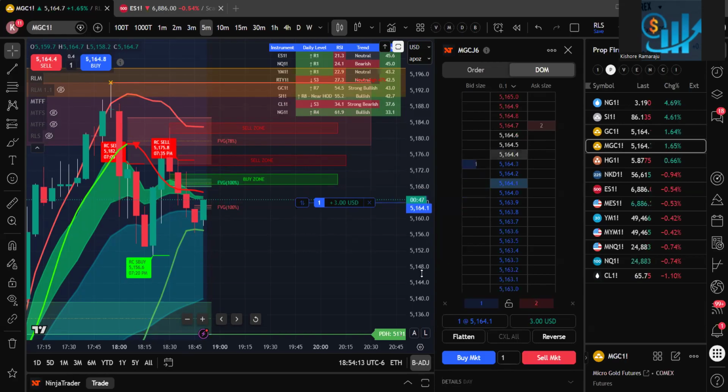So if you are using 50K prop accounts, the best thing is you trade with micros. If you are doing 150K, then you take one mini contract. But if you are using 50K prop accounts, then the best thing is you trade with micros.